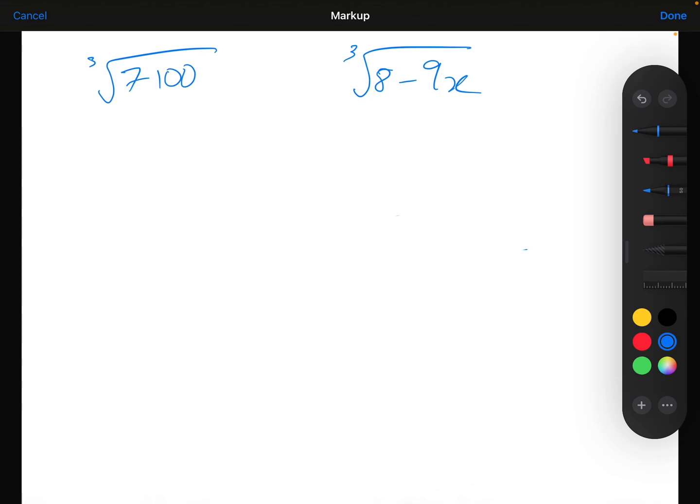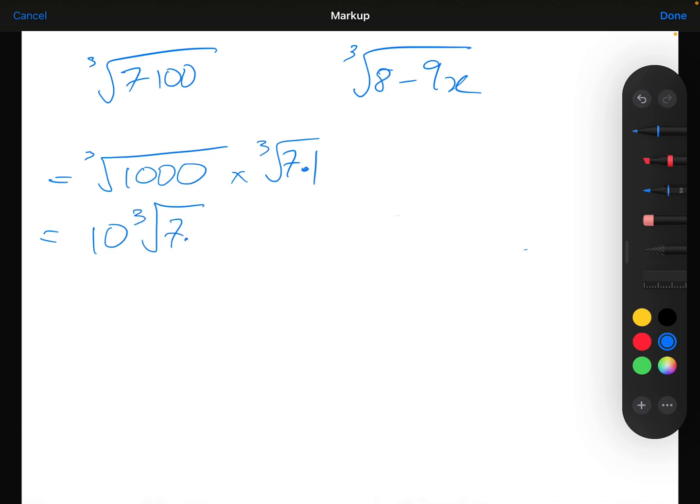So 7,100, I could think of that as being the cube root of 1,000, because that's nice. I know the cube root of 1,000 is just 10, times the cube root of 7.1. The 1,000 times 7.1 is 7,100. So I can rewrite this as being 10 times the cube root of 7.1.